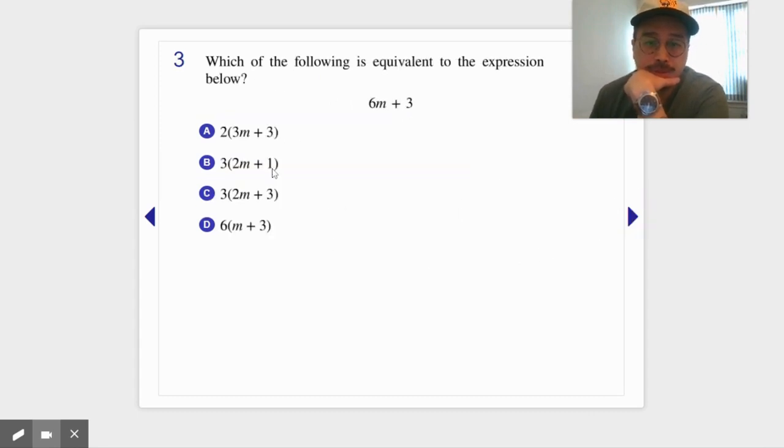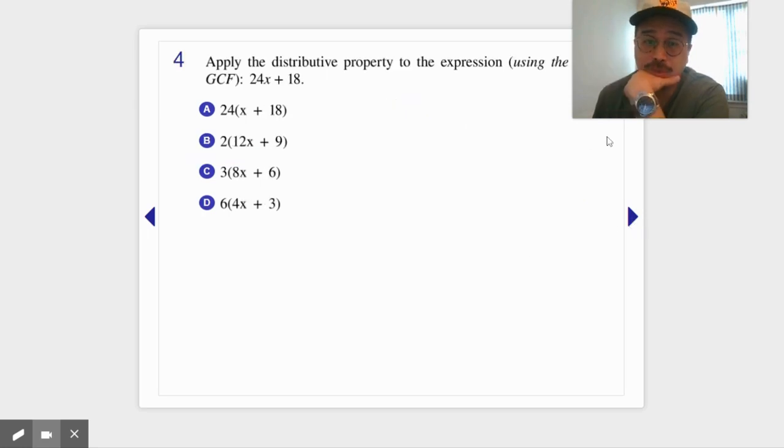Okay? All right. 3. So if you factor this out, which of the 4 choices would this be? What's the GCF here? 3, right? So if you factor the 3 out, it has to be B or C. Which one is it? Yeah, it's B, right? Because 3 times 2m is 6m, 3 times 1 is 3. You can check that way, actually.